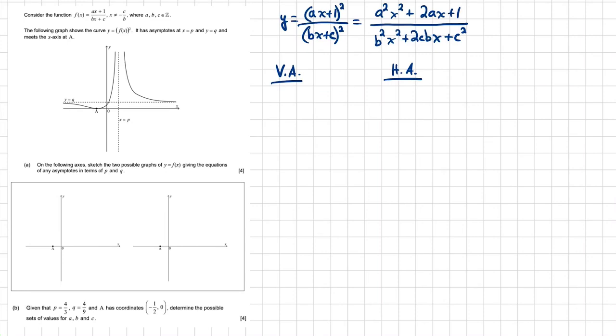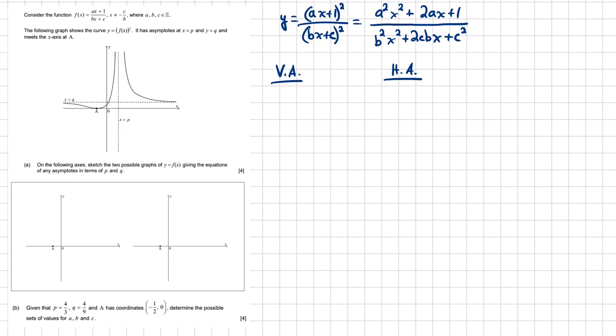All right, we're asked to consider the function f of x is equal to (ax + 1) all over (bx + c). And we're shown a graph of the curve of f of x squared. Okay, f of x squared. And we have some asymptotes here, and we also have one x-axis intercept.